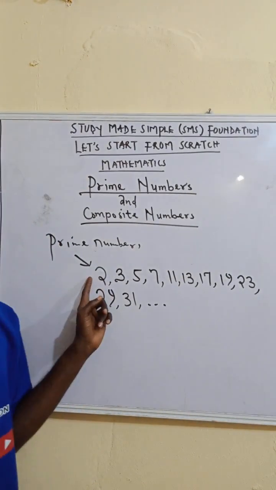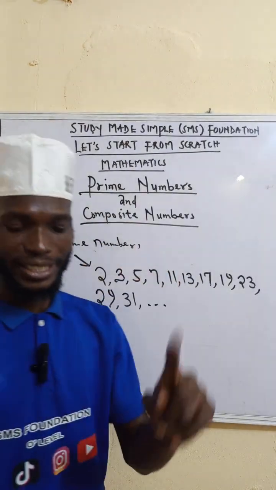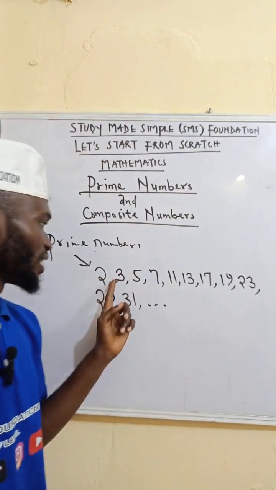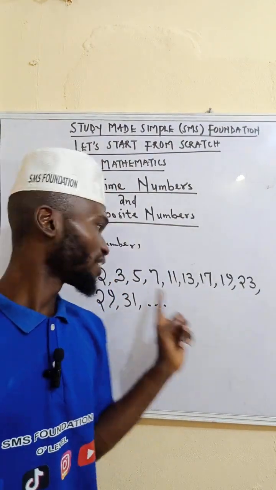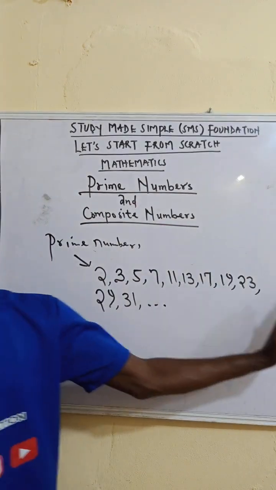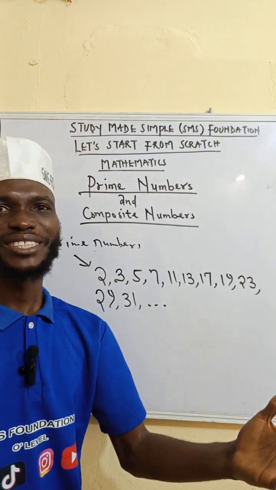Good. Take 2 for instance. It is only 2 and 1 that can divide 2. 1 and 2. And 3. It is only 1 and 3 that can divide 3. 5. Only 1 and 5 can divide 5. 7. Only 1 and 7 can divide 7. So it means they are all prime numbers. It's as simple as that.